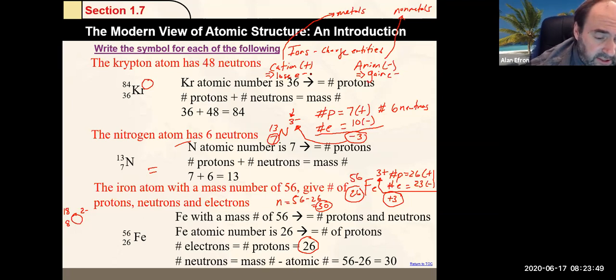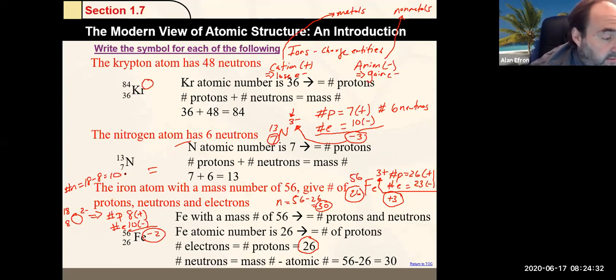We come down here to our oxygen. If we look on the periodic table, oxygen is number 8, which means the number of protons would be 8. In this particular case, it has a -2 charge. So overall, we're looking for a -2 charge, which means the number of electrons is going to be 10. 10 negatives plus 8 positives leaves us a -2. And our number of neutrons would be 18 minus 8, which is 10 in this case.